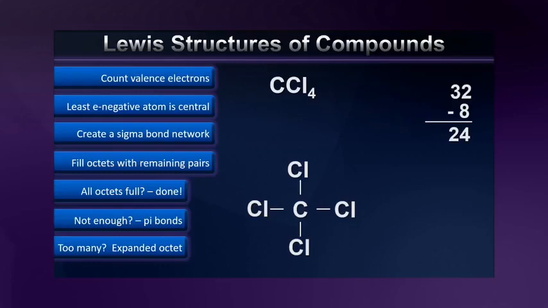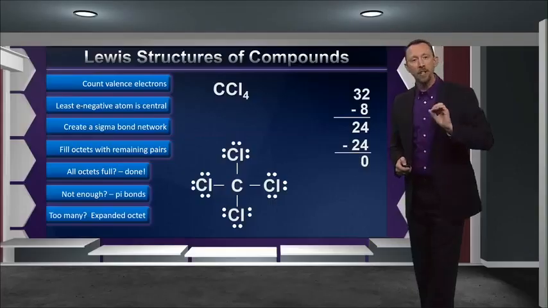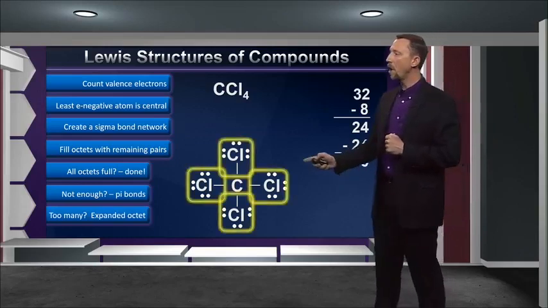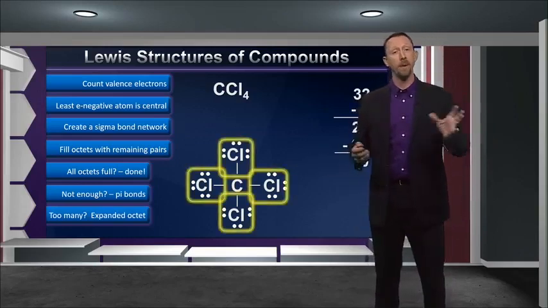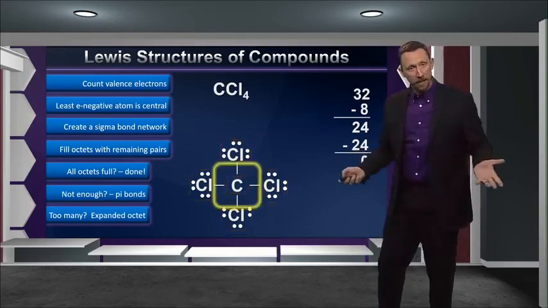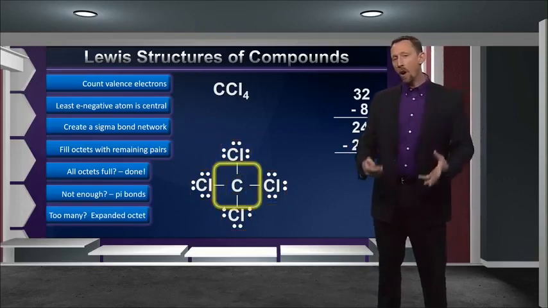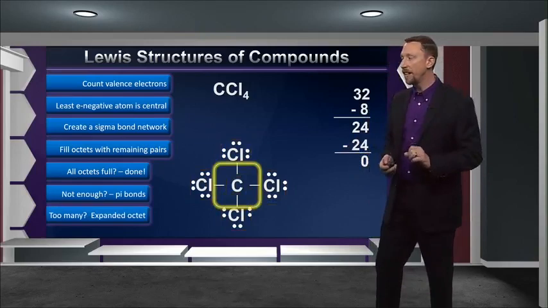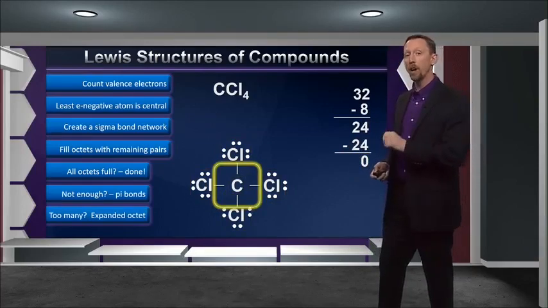I'll take all of my chlorines here and fill their valence shells completely. When I do this, I have 6 additional electrons per chlorine, 4 chlorines total. That means I've used 24 more electrons. I've exhausted my budget, but I'm done because when I look at the chlorine atoms, all of them believe they have an octet from a bonding perspective. And when I look at the central carbon, it believes that it has an octet as well. All of the elements, all of the atoms in this compound are satisfied. This is a Lewis structure for carbon tetrachloride.